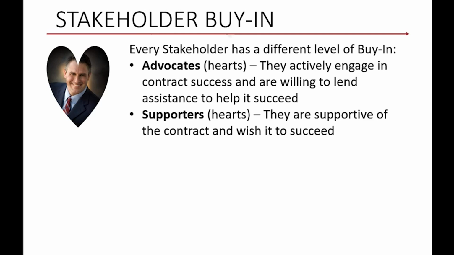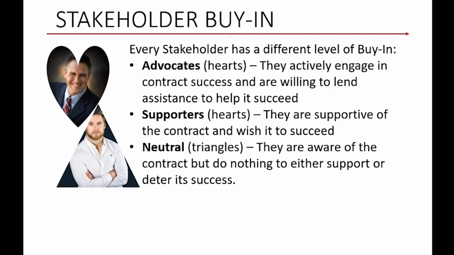There are also supporters. They're a little different than your advocates. They support the contract and they want it to succeed, but they may not necessarily go evangelize things for you. Then there are the neutrals. I call them the triangles. They're aware of the contract, but do nothing to either support or deter it. And a lot of people will just be neutral, right? They're aware of it. They're doing their stuff, but they don't want to get in your way, but they're not helping you one way or the other.